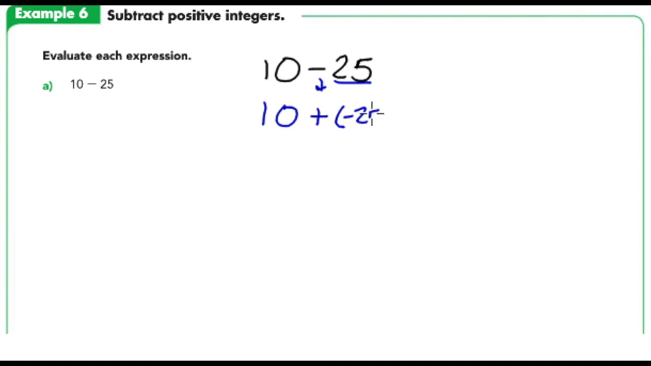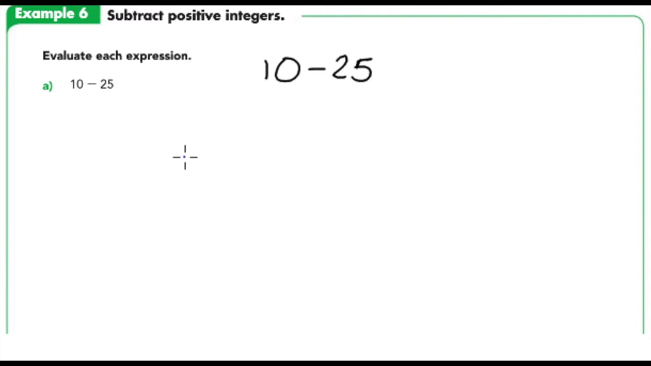is a negative 25. Now that we've flipped it to adding the opposite, we know our addition rules. So when we add with different signs here, we're actually going to subtract. So we would subtract 25 minus 10, which gives us 15. The 25 has the greater absolute value, and that was negative, so our answer here would be a negative 15. So we could say that 10 minus 25 equals a negative 15.